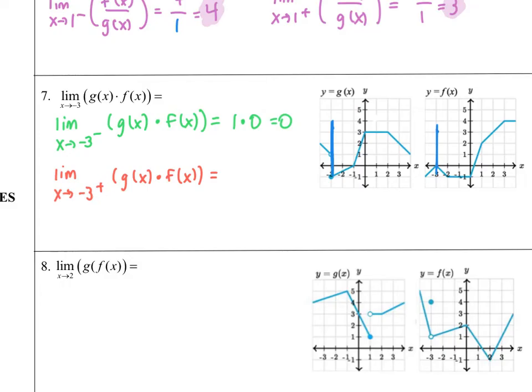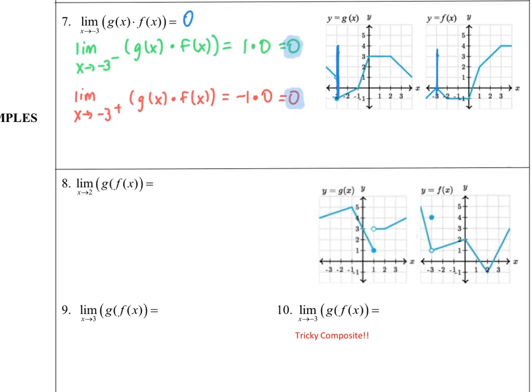And when I look at the graph of g of x, as I approach -3 from the right side, I have a y value of -1. So this is a -1 times. And if I look at approaching -3 from the right side on f, as I get closer to -3, I'm approaching a y value of 0. So this is 0. The product is 0. And what I see is I actually get the same left-hand limit and right-hand limit. And if these are equal, then that becomes the answer to the general limit. So my answer here is 0.